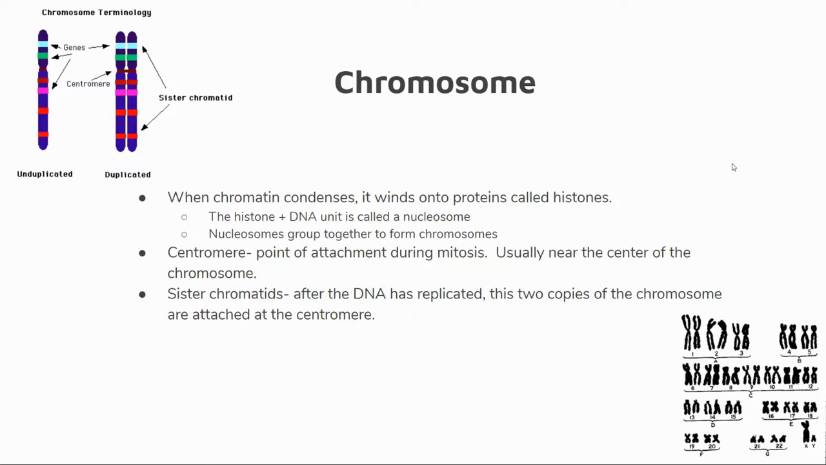So when chromatin condenses, it winds around proteins called histones. The histone plus DNA unit is called a nucleosome. Nucleosomes group together to form chromosomes. The centromere is a point of attachment during mitosis. This is usually near the center of the chromosome. Sister chromatids are formed after the DNA is replicated. This is two copies of a chromosome that are attached at the centromere.